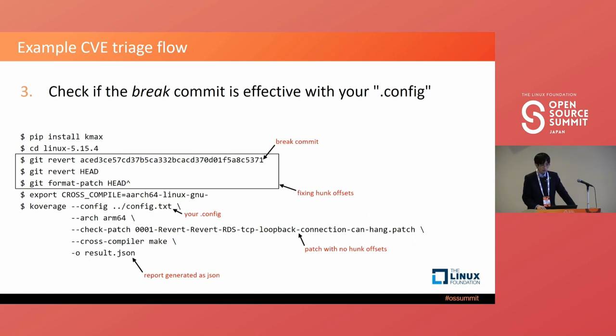If your kernel version is affected by the CVE, you should check if the break commit is compiled. Firstly, you need to fix the hunk offset by reverting the break commit twice here. Then execute the coverage command with the .config file and the patch file.